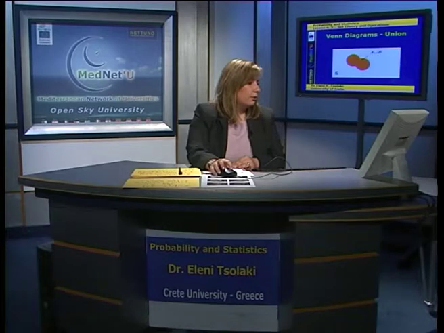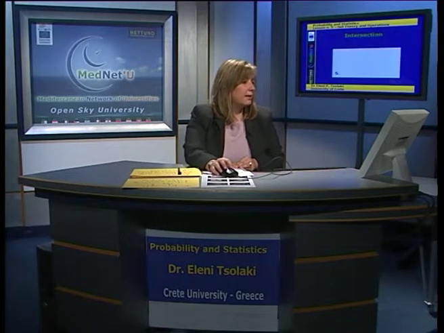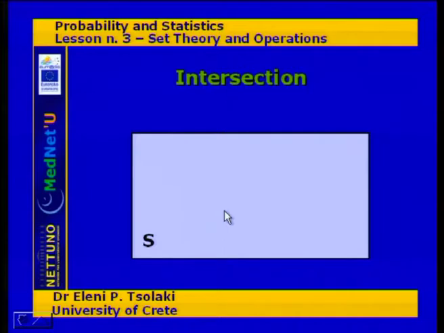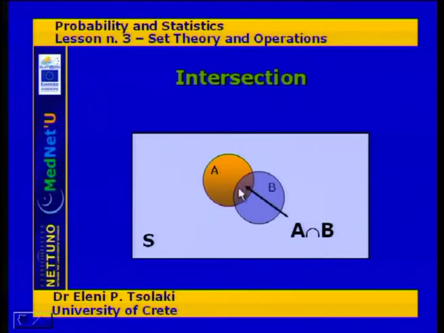Then we are going to see the intersection of two events. We have event A and event B. The intersection of these two events, denoted like here, will be the common area of the two events. So graphically, we have these two disks, and the area that they have in common would be the intersection.